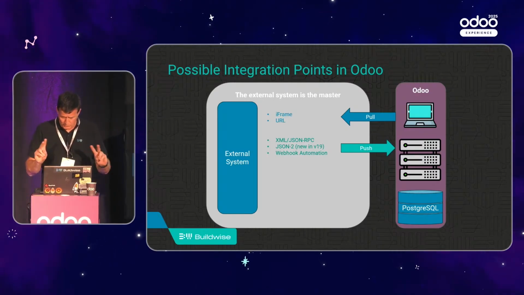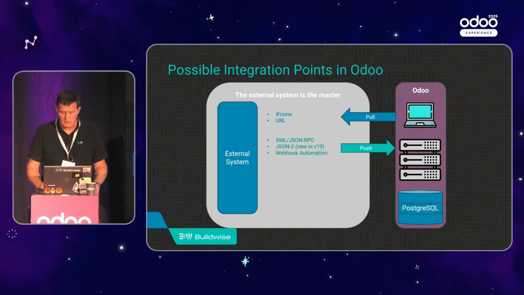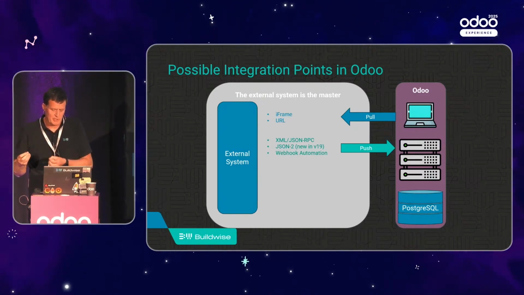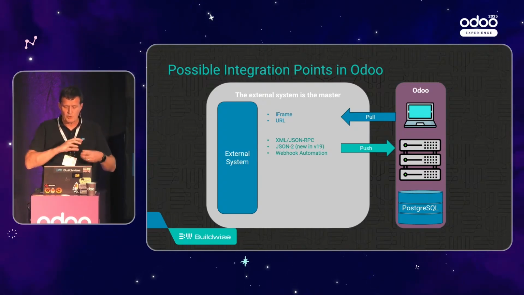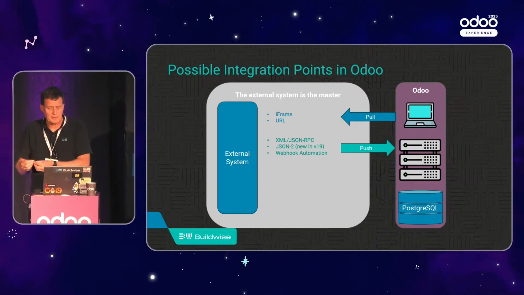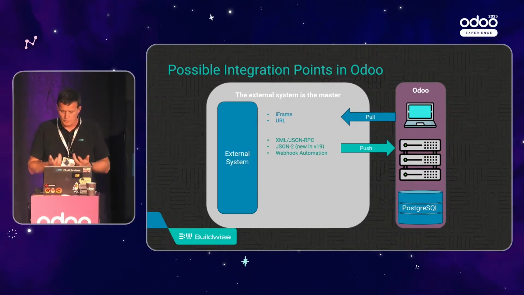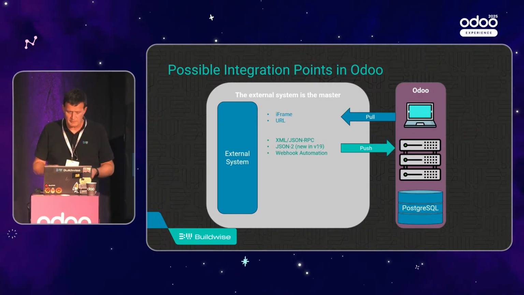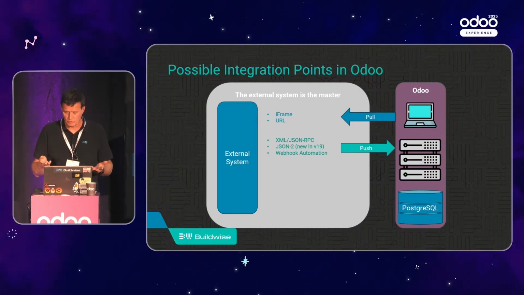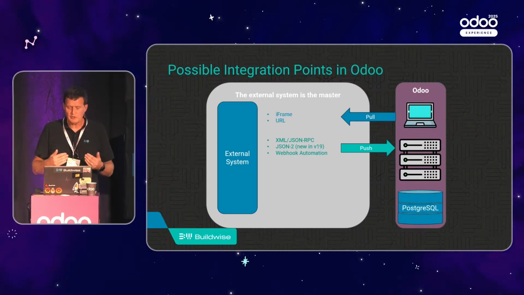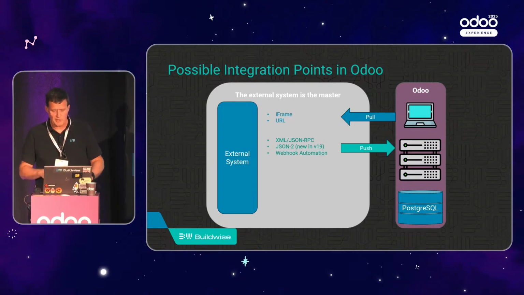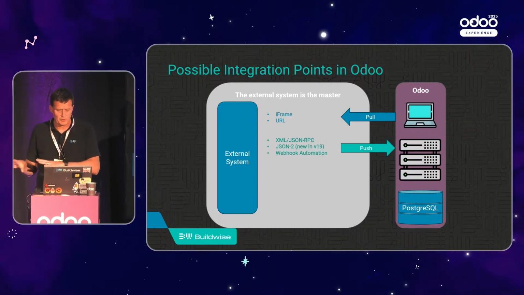At that point, you have two possible communications. The first is the external system is going to push some information. So, for example, you change the email address of a customer, then that information is propagated into Odoo. And to do this, you have several mechanisms. You can use XML-RPC, which will be replaced by JSON2. And you have also another mechanism called the webhook automation. This is something you configure in Studio. You get a kind of secret URL that you can use to send information.